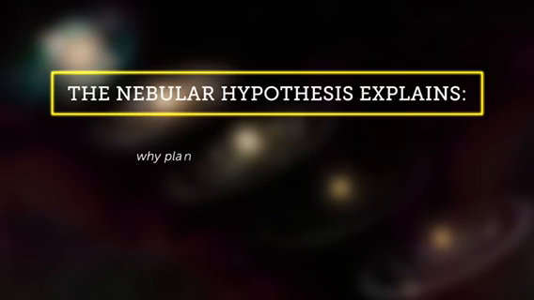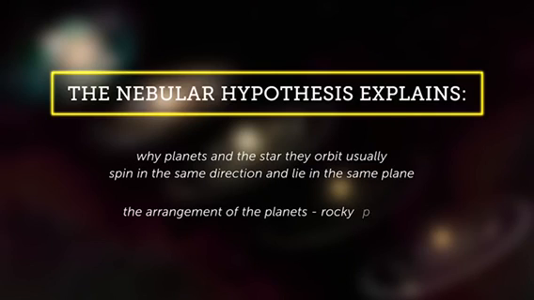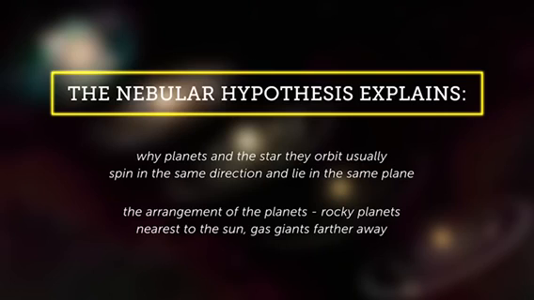It explains why planets and the star they orbit usually spin in the same direction and lie in the same plane. It also explains the arrangement of the planets, with the rocky planets nearest to the Sun and the gas giants farther away. The next time that you look at the stars twinkling in the night sky, imagine new planets forming using these very steps.